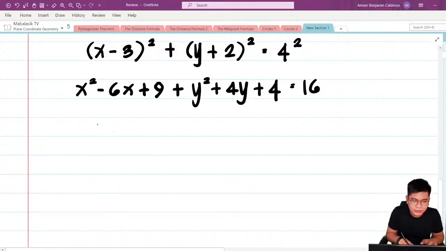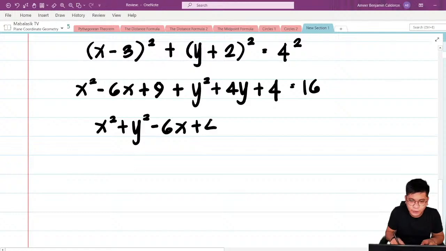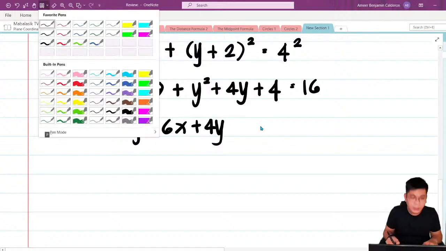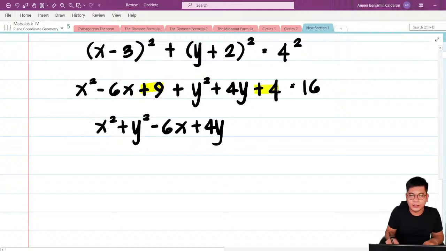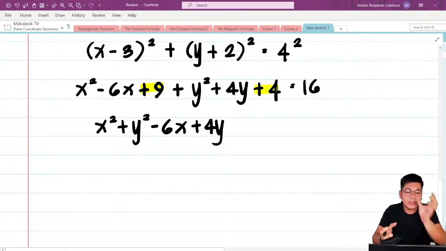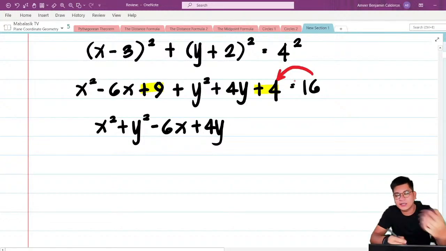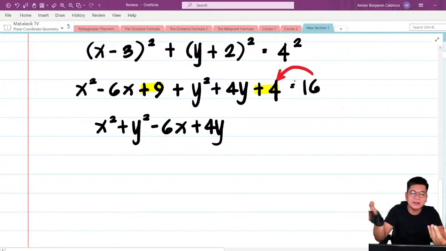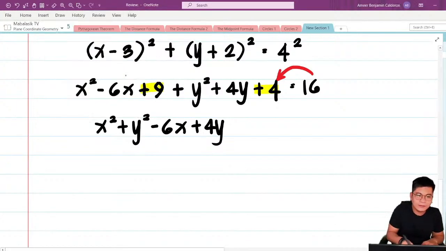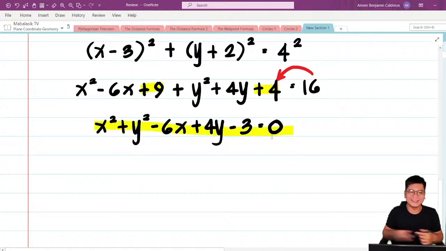Okay, so we have x squared plus y squared minus 6x plus 4y. We have here a 9 and a 4, which we will combine together as a 13. And then we should transpose 16 to the other side, so that's a 13 minus a 16, that's a negative 3. So minus 3 is equal to 0. This is our general equation.